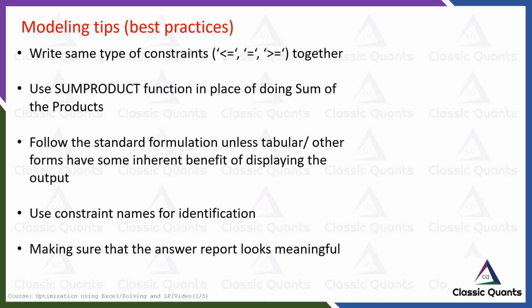So first of all, we have to make sure that the types of constraint, that is less than equal to or greater than equal to, the similar types of constraints are clubbed together. So there should not be any mix up of greater than equal to or less than equal to or equal to. Similar types should be at the same place. So next point is, use the sum product function instead of doing products and sum separately. Use the sum product function. That will be a smarter way to calculate.